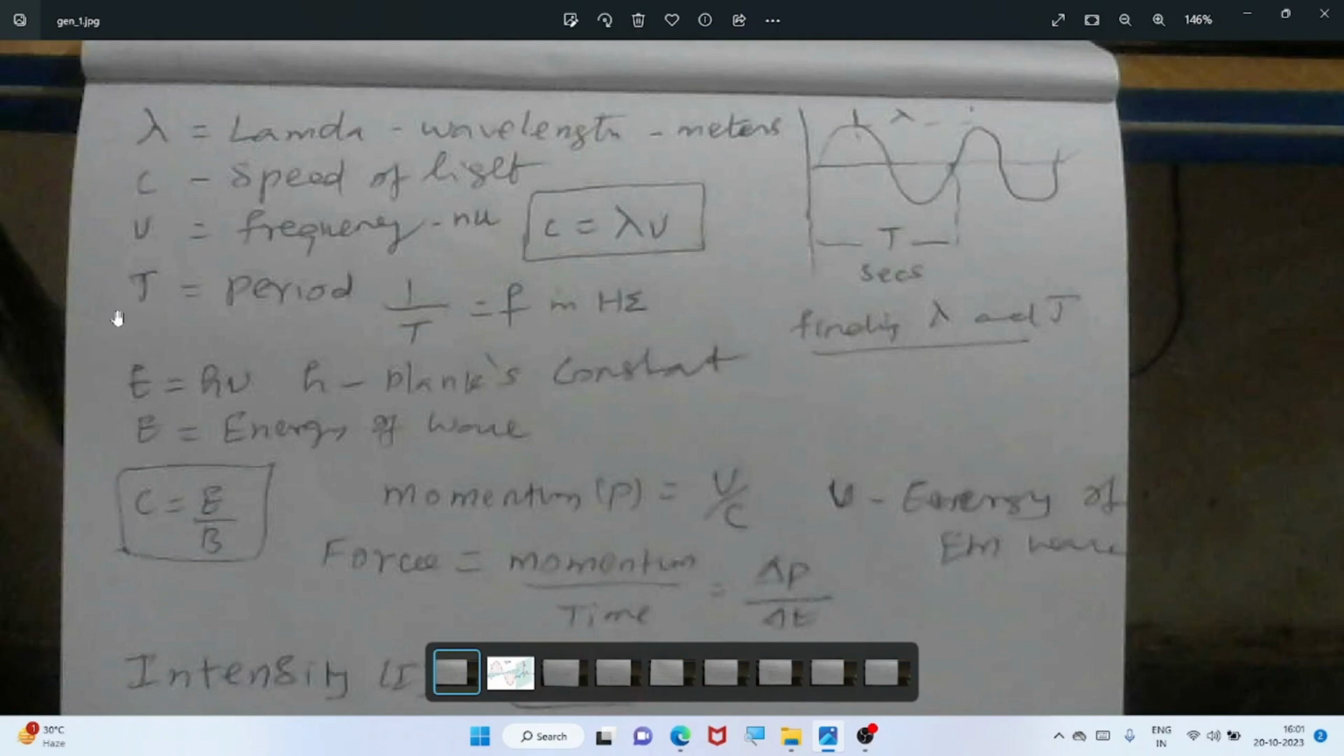The other formula is E equal to h mu. h is Planck's constant, and E is the energy of the wave. Mu is the frequency. c, the velocity of light, equal to E by B, that is electric field by magnetic field. If they are given the electric field and magnetic field, then you can find the velocity of light. Momentum p equal to energy divided by the velocity of light. U is the energy of the EM wave.